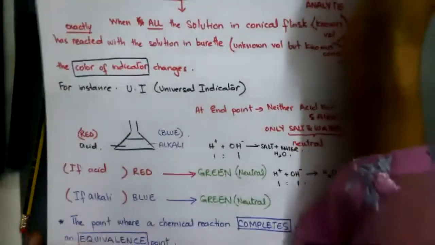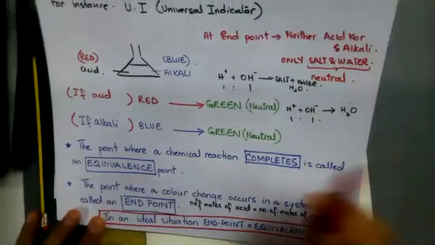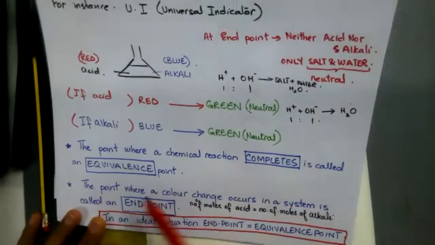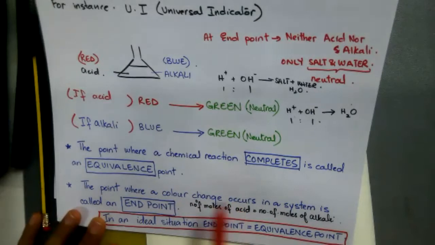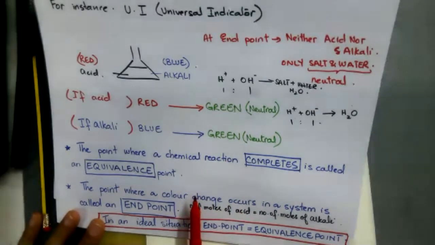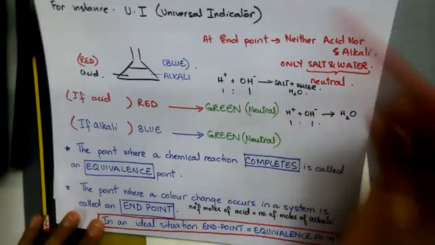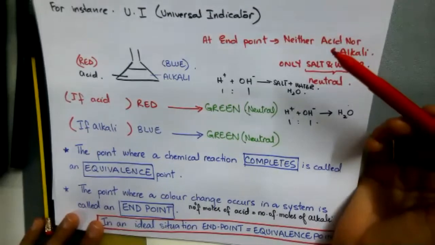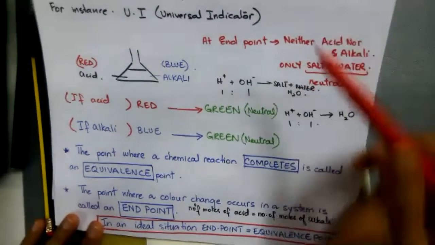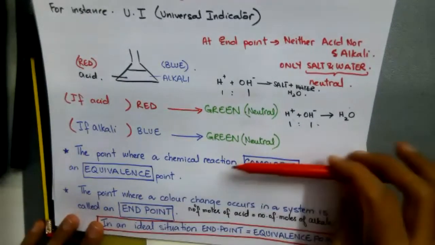Another thing that I want to introduce to you is that the term endpoint indicates that point in a system where a color change occurs. Now that color change can be of the indicator if you're using one, or sometimes even the reactants themselves are colored and they change color as the reaction proceeds. So if the reactant is itself colored and is changing its color over the course of the reaction, and you can use that color change to follow the completion of the reaction, then well and good.